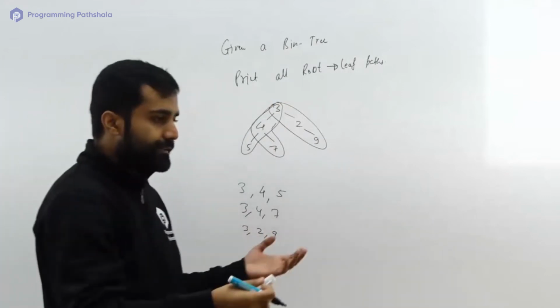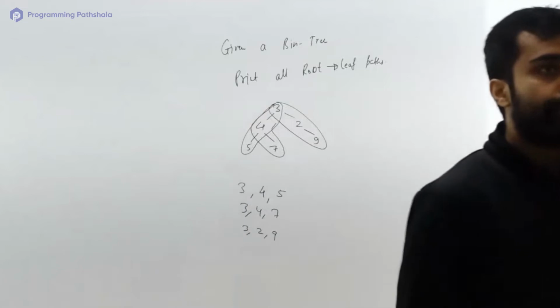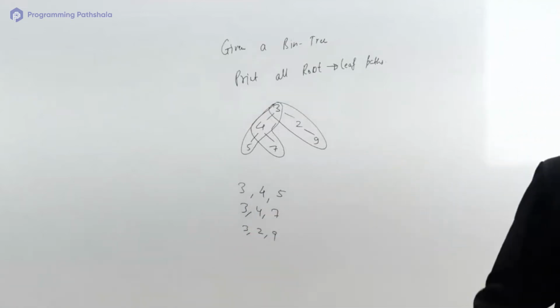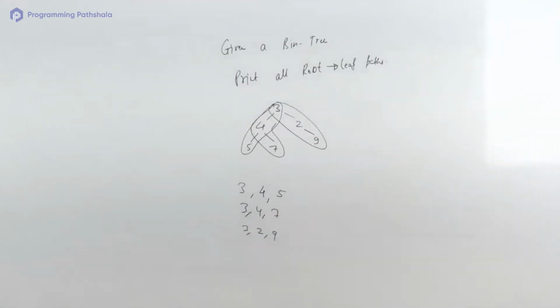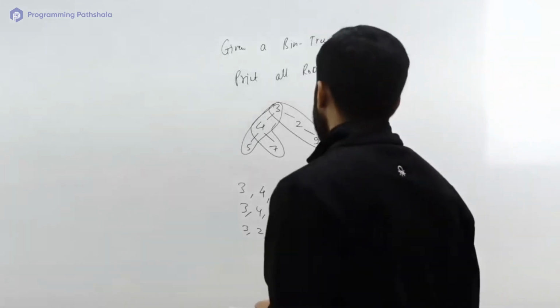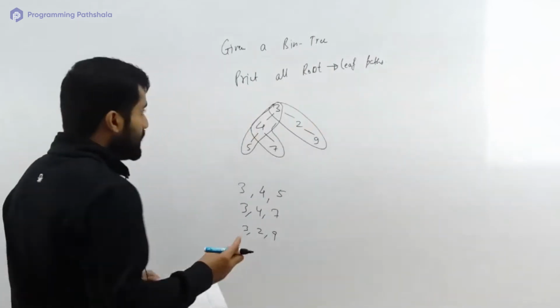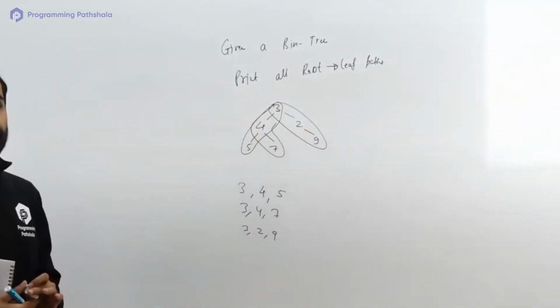Similarly, there can be multiple root to leaf paths. I want you to write code which prints this data, which you can see right now on the board. This is a problem which you can easily solve using recursion again. So let's look at the board now, everyone.